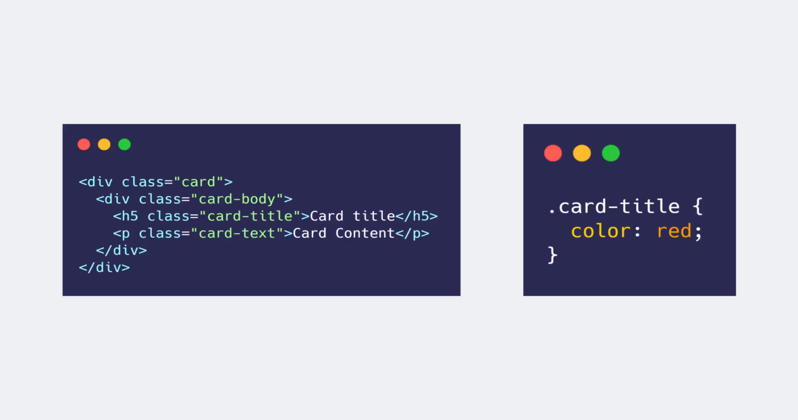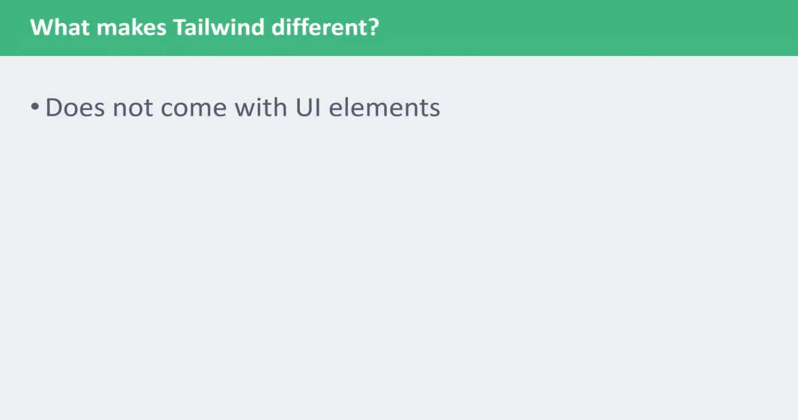Another challenge is having to memorize what every class does. The classes in Bootstrap describe the UI element. They don't describe what properties are applied to the element. Tailwind resolves this issue by focusing on a different way to write templates. Tailwind does not focus on UI elements. If you were to browse the documentation, you won't encounter many UI elements.